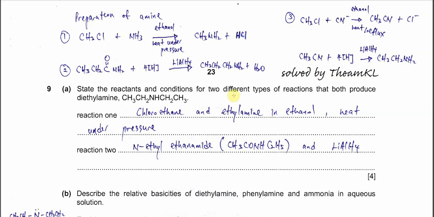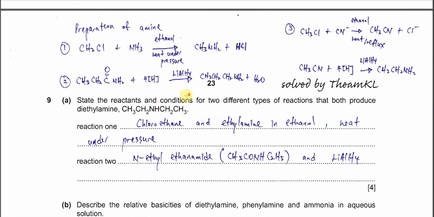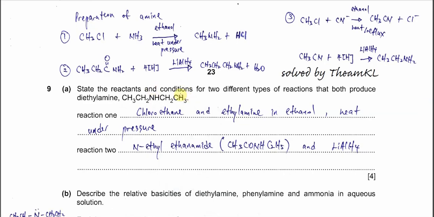Question 9. A. State the reactants and conditions for the two different types of reaction that both produce diethylamine. Okay, this one. Before we start this one, you need to know the preparations of amine. Generally, we use three methods to prepare amine.